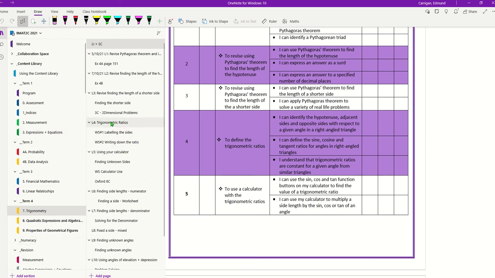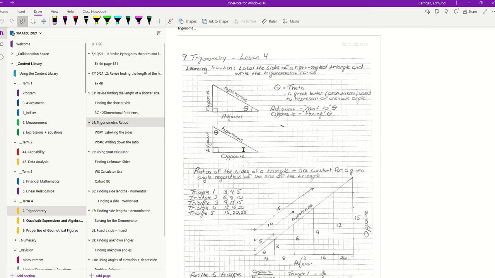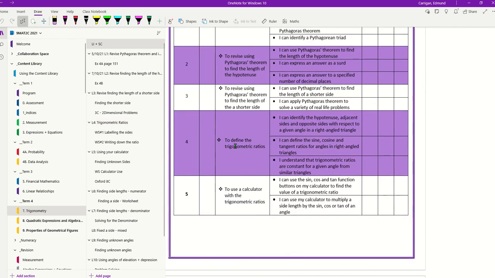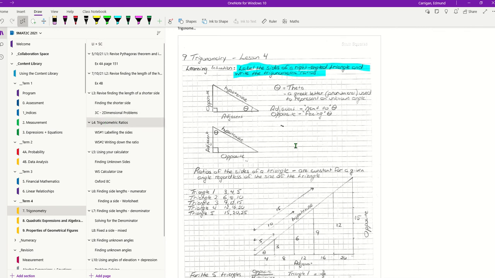Okay, so we are in lesson 4. So our learning intention is to label the sides of a right angled triangle and write the trigonometric ratio. And that probably wasn't what I had written up here, so I should probably change that one day. But let's go back here, trigonometric ratios. So remembering our right angled triangle, remember our right angle, this one is called the hypotenuse.